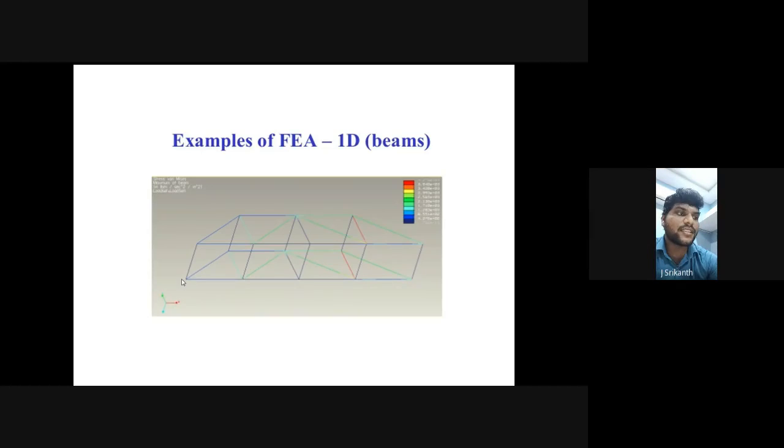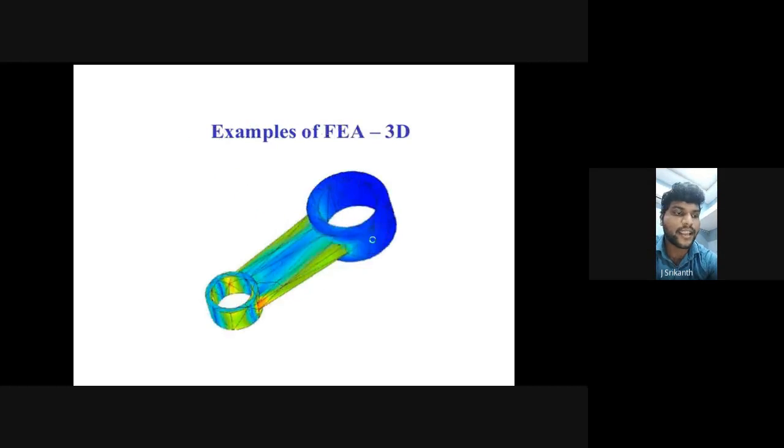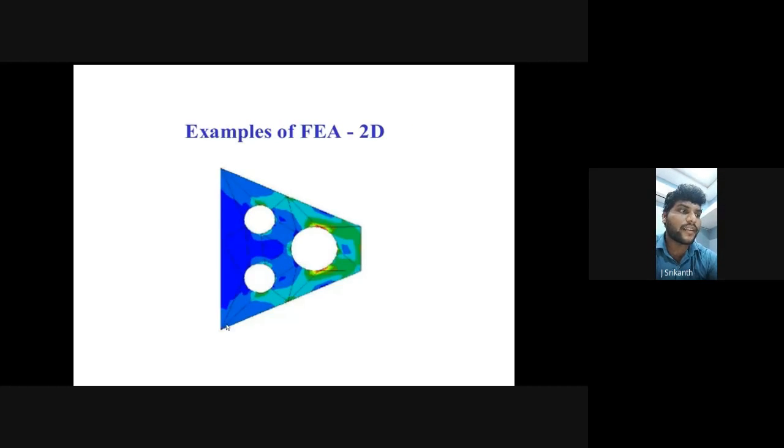So here I am taking only the x-axis. Why? Because it is one dimensional. Sorry, some mistake. Okay. For example, this is the two dimensional example of finite element method. The x-axis is mentioned, and the y-axis is also mentioned.